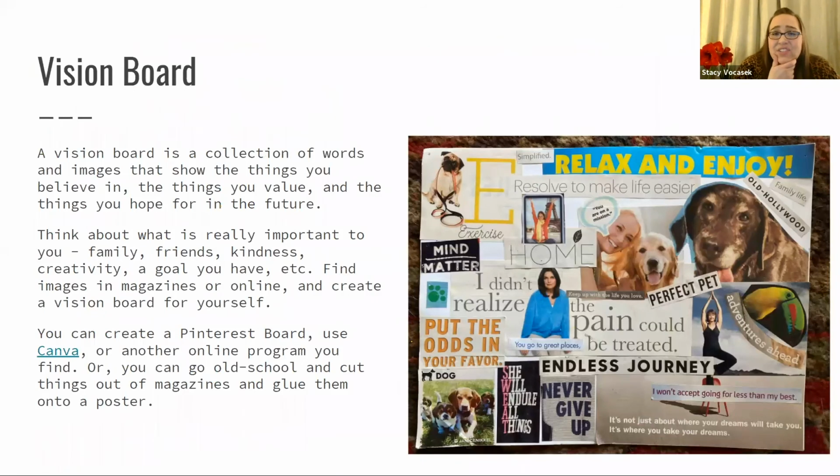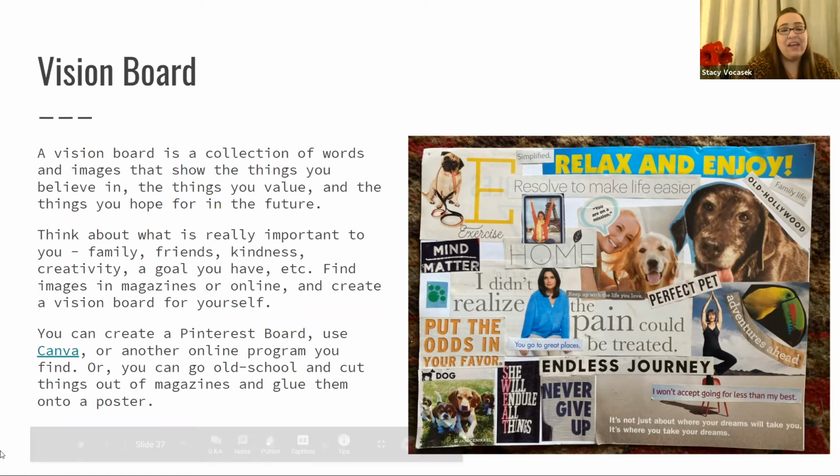And then the last thing is just like a vision board. This is a visual way to set a goal. Collect things that are important that you want to accomplish, that you want to get to. And this could be a more long-term kind of thing.